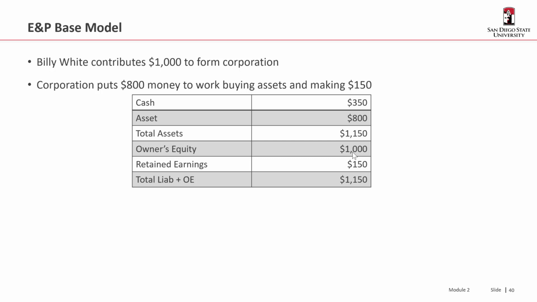Owner's equity is $1,000. That's what he put in. And of course, it has retained earnings because it made $150 worth of cash. And so its balance sheet balances out. So what would happen if this corporation made a distribution to Billy?